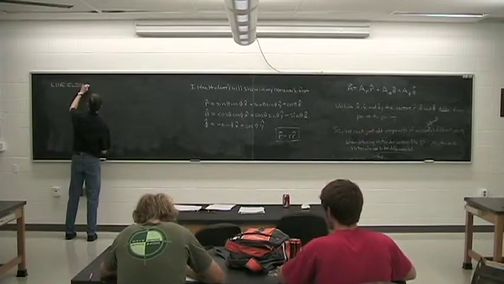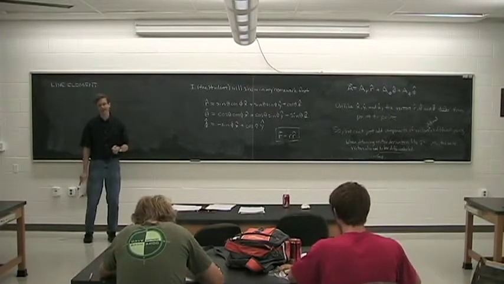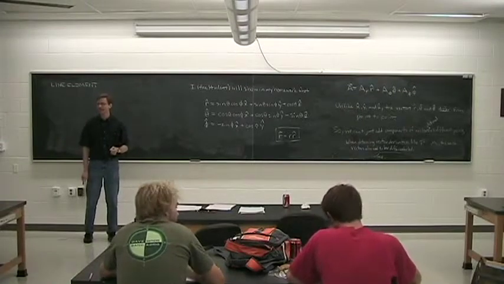What about the line element? In other words, in Cartesian coordinates, dL is dx x hat plus dy y hat plus dz z hat.